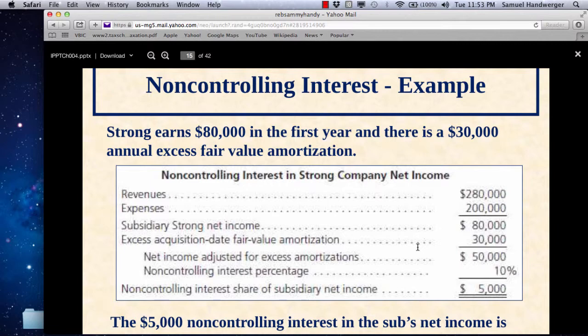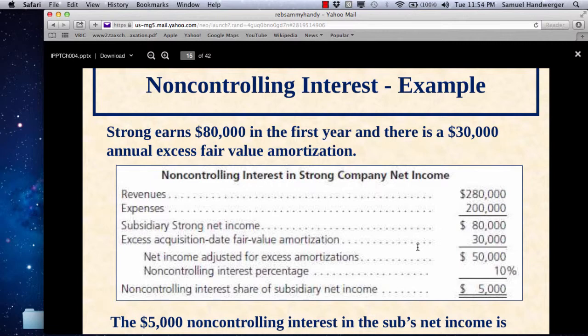So let's see what happens on the income statement. Look here, the total revenues of the subsidiary is 280. The total expenses of the subsidiary is 200, giving this subsidiary, Strong, that's the name of the subsidiary, net income of $80,000. The excess acquisition amortization causes the net income to go down in this particular example. It doesn't have to be, it's just an example. And it goes to $50,000.